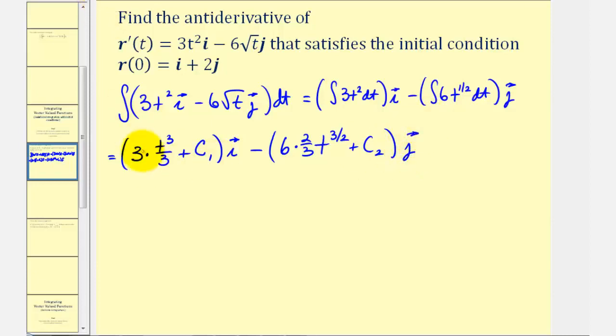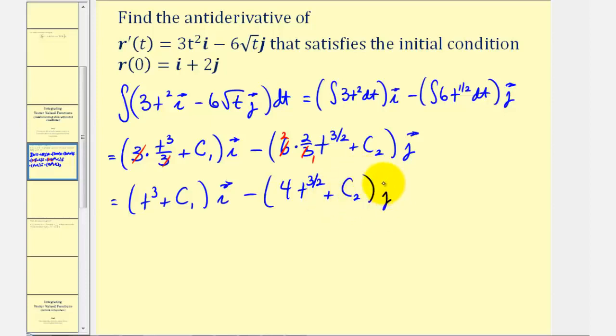And now we'll simplify. 3 over 3 simplifies to 1. So we have t to the 3rd plus c sub 1 i minus, the 6 and 3 simplify, 1 and 2, so we have 4t to the 3/2 plus c sub 2 times j. Notice how here we have a family of vector valued functions because of the c sub 1 and c sub 2. But because we're given the initial condition r of 0, we can find the value of c sub 1 and c sub 2 for the specific antiderivative vector valued function.